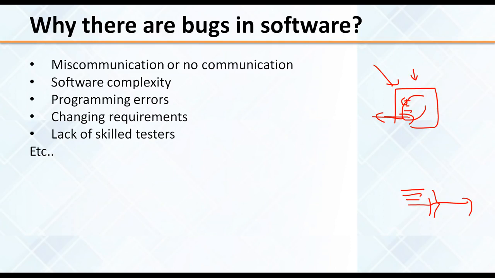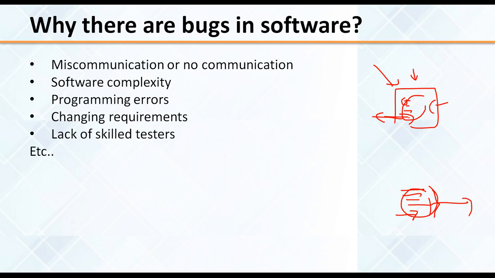But where that exact mistake happened is at the programming level. If it is not fixed here, it will never be fixed. If anything goes wrong in the application, that is because of a programming error. So that is one of the big causes of bugs in software: programming errors and changing requirements. This is a common thing in the software industry.